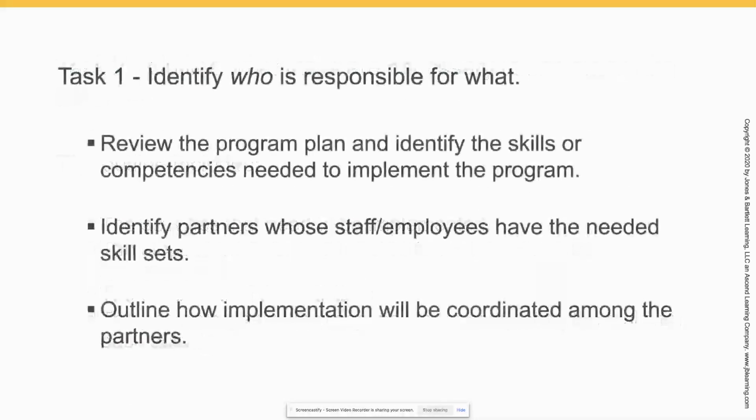So first task: who is going to do what? Look at your program plan and figure out which staff or employees have your needed skill sets. Who is going to be developing print material or distributing print material? And how are you going to implement that among different partners? Because you could have several organizations involved in implementing a program. So who is going to do what, and where are the skills? Who's your lead or coordinating agency? Who's going to do oversight and keep people on a timeline, for example?